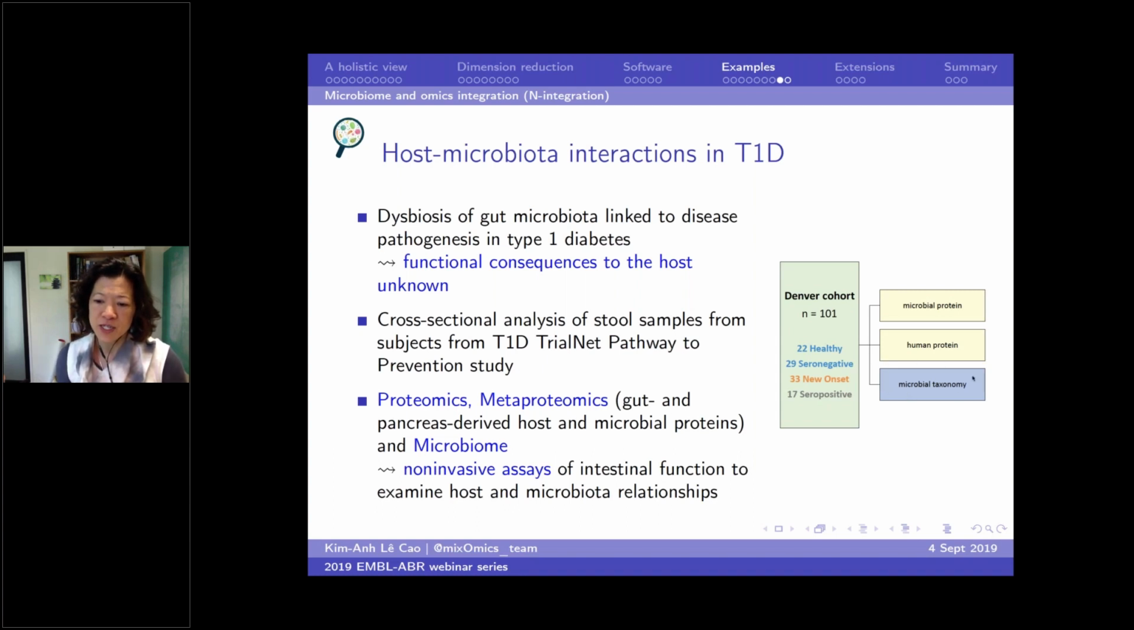And basically, we looked at 16S data, for those who know a bit about microbiome, and then the proteins from either the microbiome or from the host. And we had a cohort of 100 patients that were either healthy, seronegative, had a new onset of disease, or were seropositive. So we applied the DIABLO integration method in order to identify what were the proteins from the microbiota, from the host, and what were also the microorganisms that seemed to explain the difference or seem to characterize those different sample groups here.